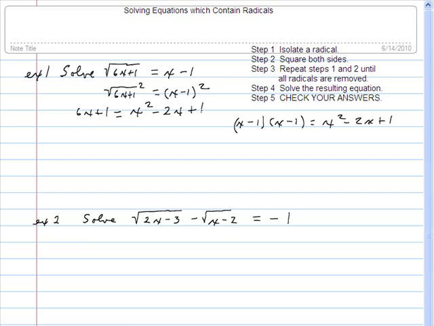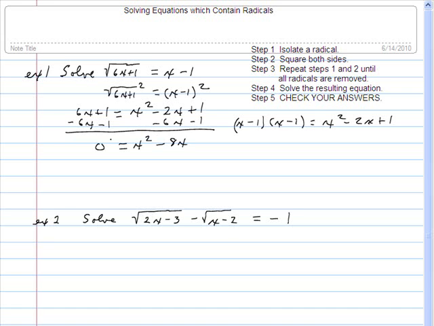We have done steps 1 and 2 until all radicals are removed. There are no radicals left, so let's just proceed to solve what remains. I'm going to move my 6x to the other side by subtracting 6x from both sides. I'm going to move my 1 to the other side by subtracting 1 from both sides. And what I end up with on the right is x squared minus 8x, and on the left is 0.